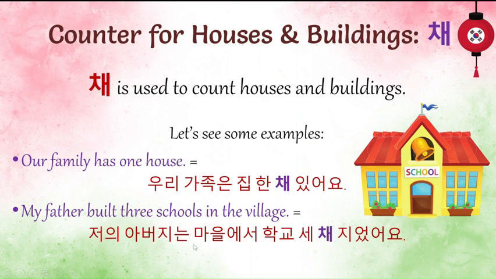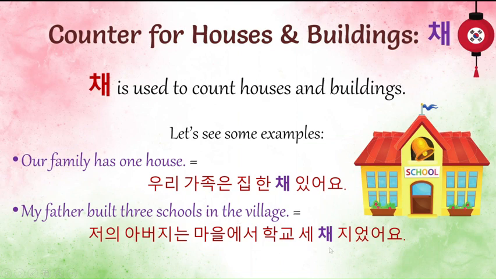저희 아버지는 마을에서 학교 3개 지었어요. So here, my father is 저희 아버지. Village, 마을. School is 학교. And to build, 짓다, past tense, 지었어요. Okay? Now, you have to say 3 schools.